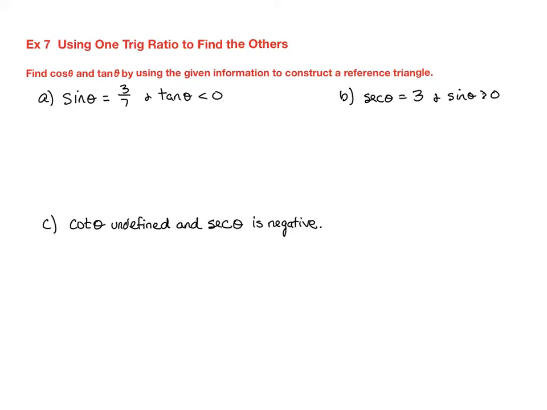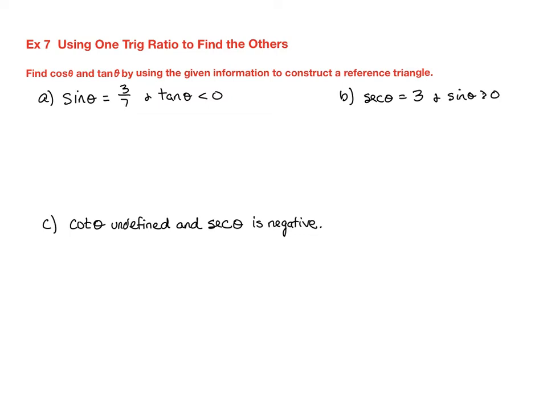Example 7 is just some problems that you will see from time to time that you need to make sure you know how to do. You are basically given one trig ratio and you have to find all the others from it. But they do give you another piece of information so that you can get the right quadrant. So here we're given the sine of theta is 3/7.